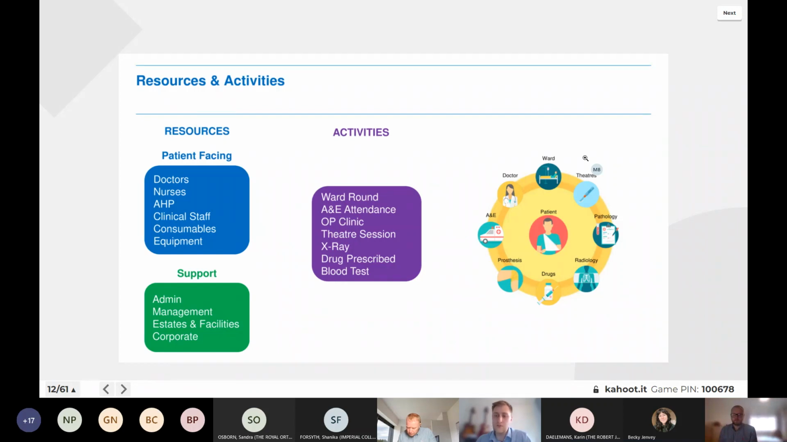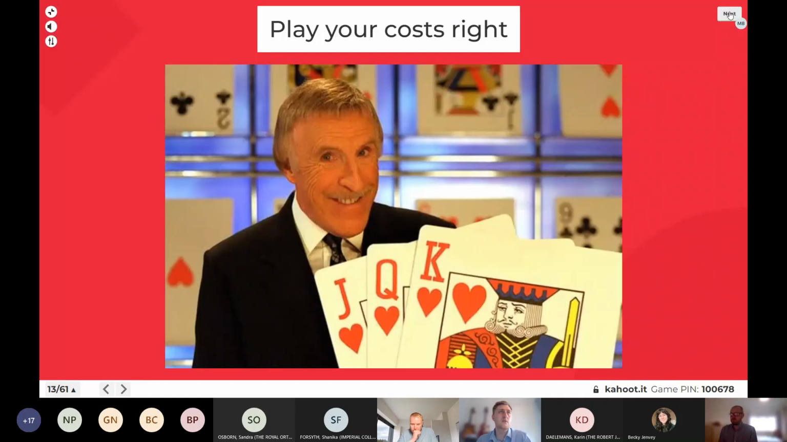We know how much our resources cost. We can get that information from our accounts. Costing is the process of identifying how much it costs to perform those activities and then linking these to each individual patient. So now I'm going to hand over to Mike Harrison.